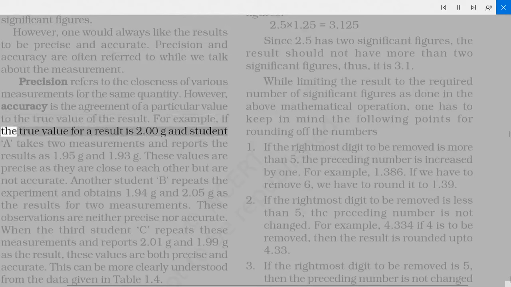For example, if the true value for a result is 2.00 g and a student takes two measurements and reports the results as 1.95 g and 1.93 g, these values are precise as they are close to each other but are not accurate. Another student, B, repeats the experiment and obtains 1.94 g and 2.05 g as the results for two measurements. These observations are neither precise nor accurate. When the third student, C, repeats these measurements and reports 2.01 g and 1.99 g as the result, these values are both precise and accurate. This can be more clearly understood from the data given in Table 1.4.